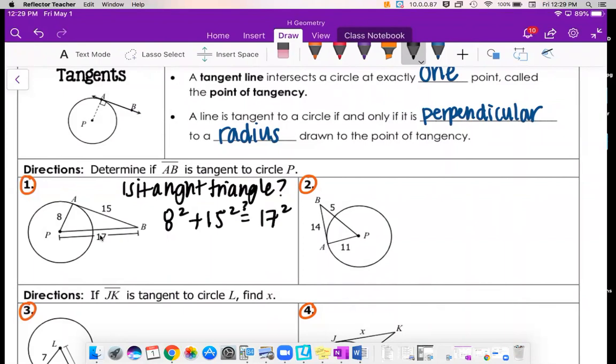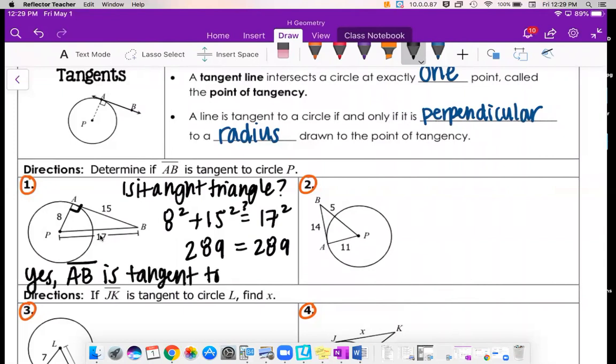Okay, so 8 squared plus 15 squared, if you do that in your calculator, you get 289. And then 17 squared is also 289. The fact that those are equal to each other means that this is a 90-degree angle. And then that means that yes, AB is tangent to circle P.